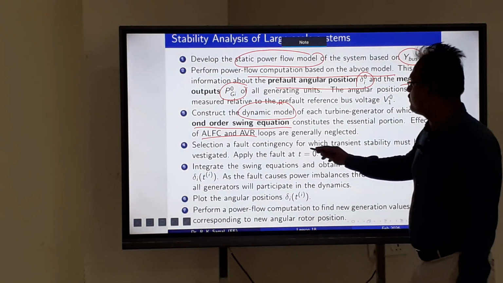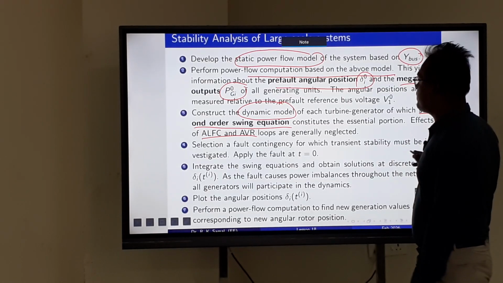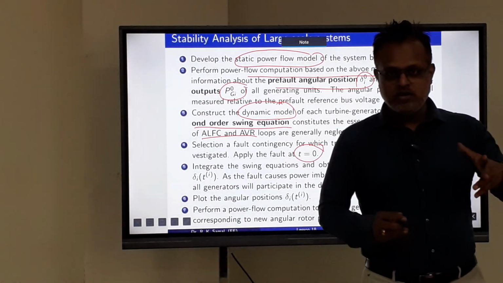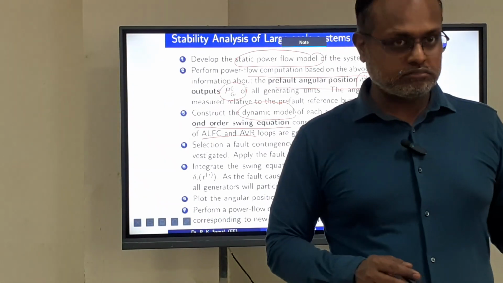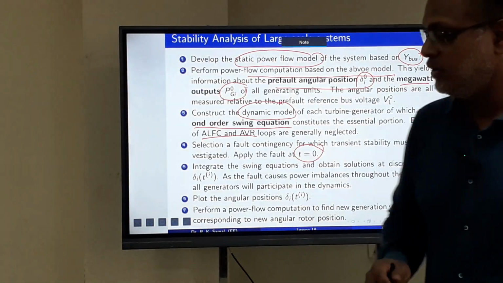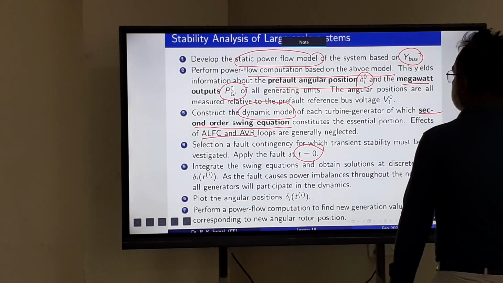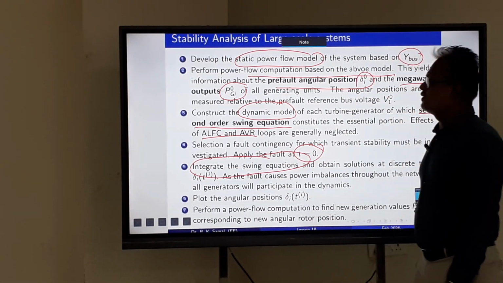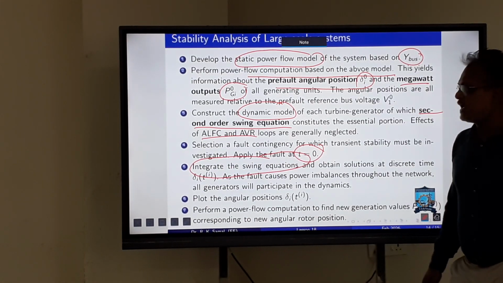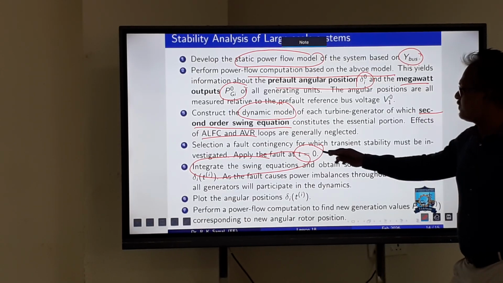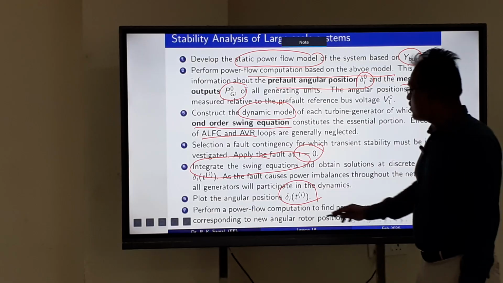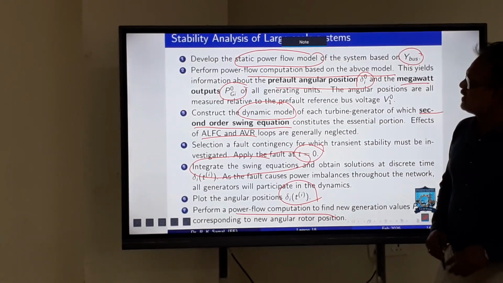Selection of a fault contingency, and stability must be investigated. Apply the fault at t equals 0. Select a fault, which line you are going to put a fault on. Then integrate the swing equations for this system by using a numerical method for different time intervals and plot the angular curves. Then perform power flow computation.